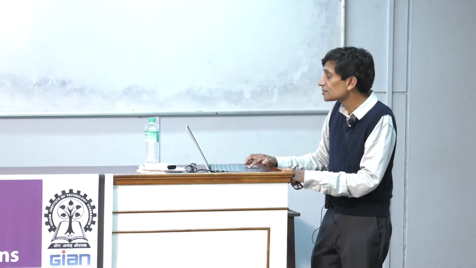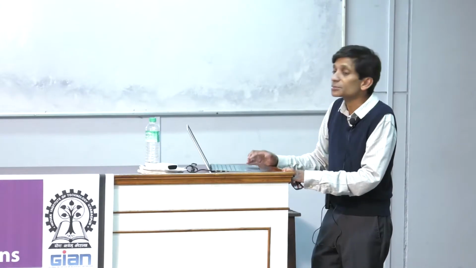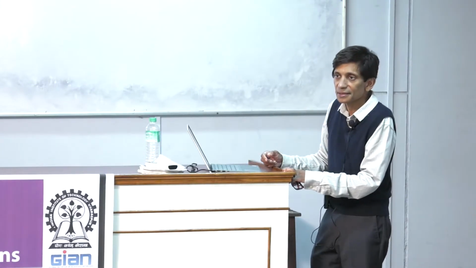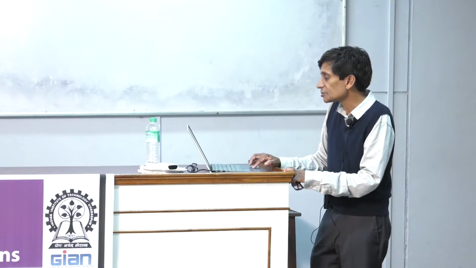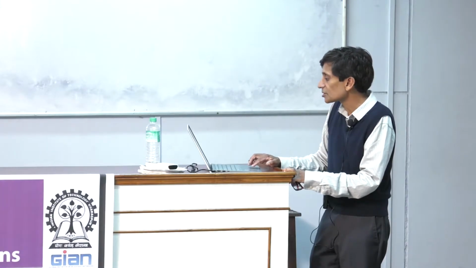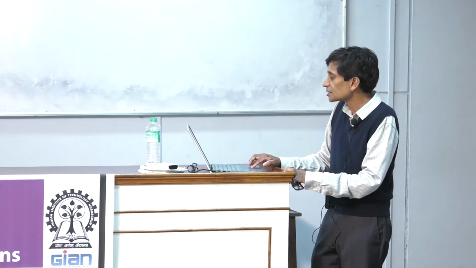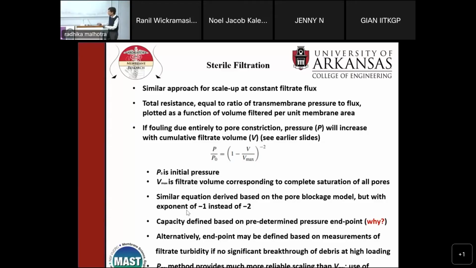Okay. If fouling is due entirely to pore constriction, pressure P will increase with cumulative filtrate volume given by the following expression. It's in the earlier slides that I showed. P naught is the initial pressure, V max is the filtrate volume corresponding to complete saturation of all pores. A similar equation is derived based on the pore blockage model, but with the exponent of -1 instead of -2. Capacity is defined based on a predetermined pressure and endpoint.